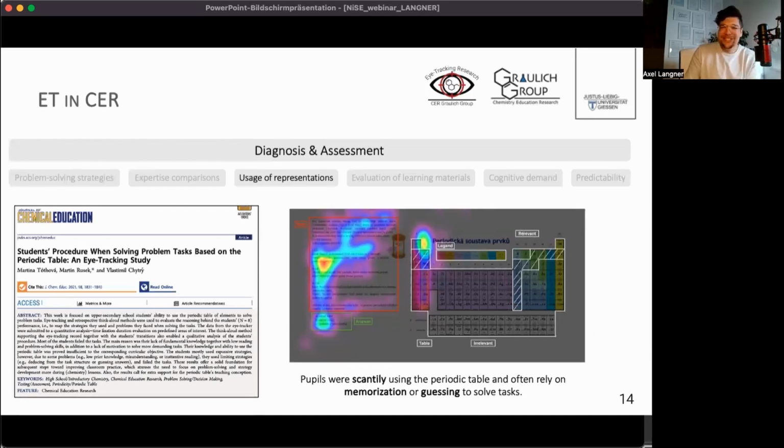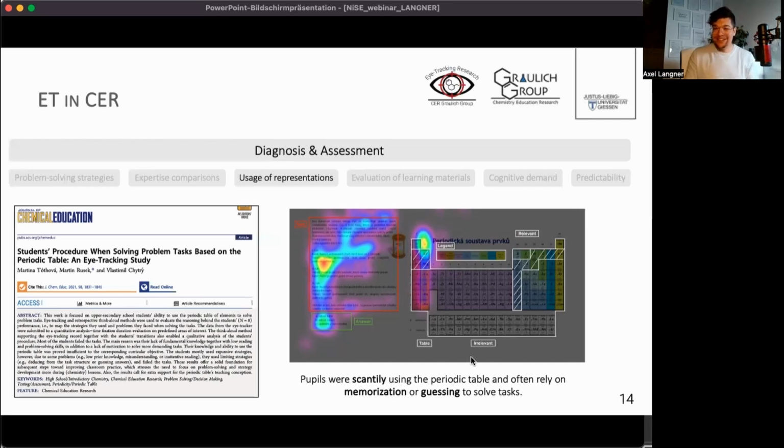Okay, here we have a usage of representation, just how pupils are using the periodic table. They were also looking at pupils who were correctly using the periodic table to solve a task, this task here, and pupils who were not doing it correctly. And they saw that mainly most of the students who solved the task correctly did not use the periodic table. They just memorized or guessed the answer.